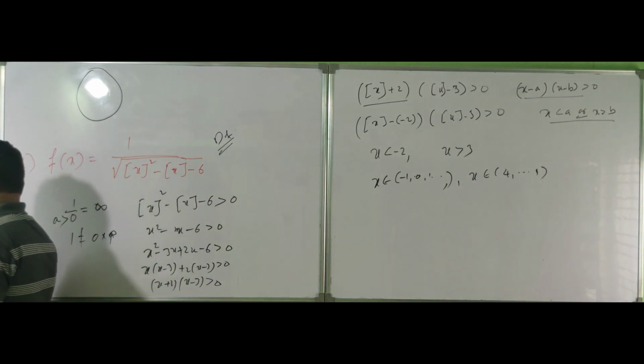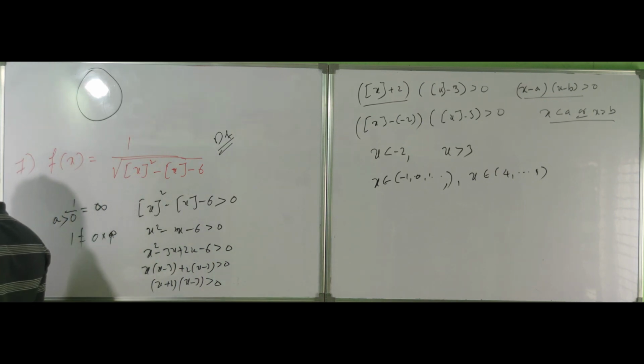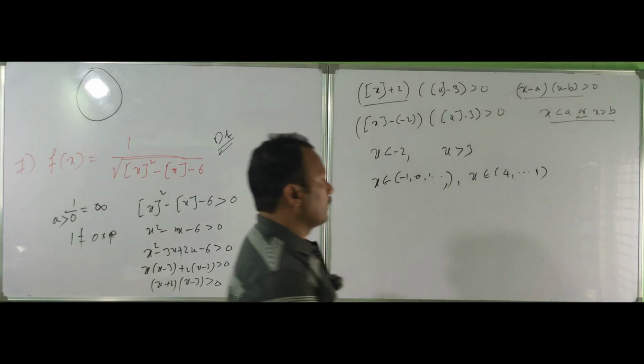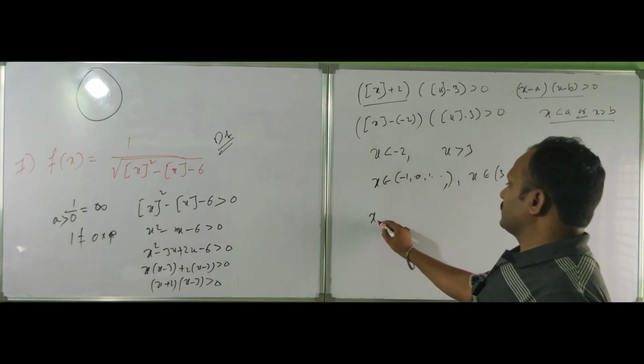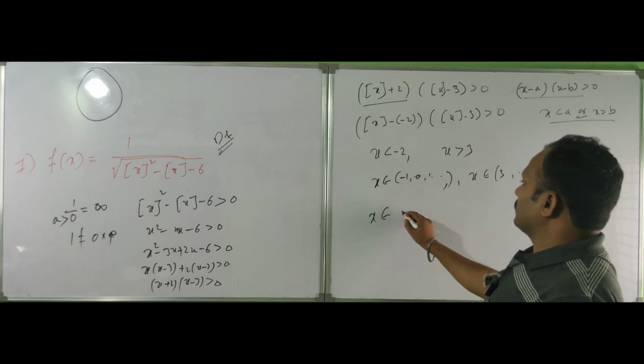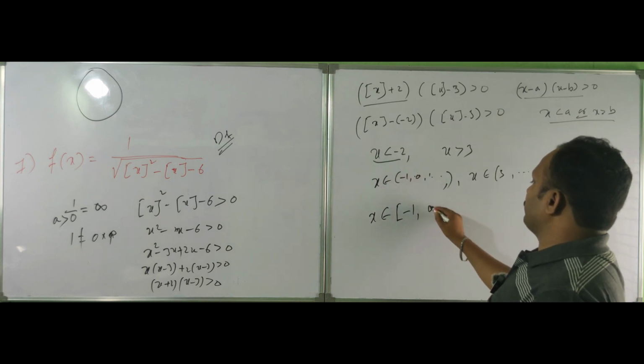4 is included. Greater than 3 means you can write 3. And this function becomes minus 1. This is less than only, so I am taking minus 1 to infinity.